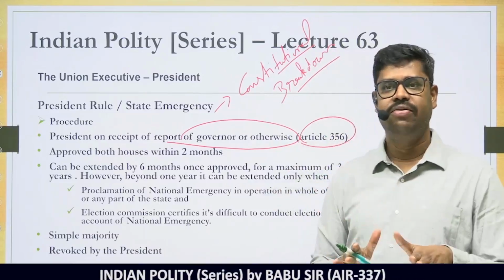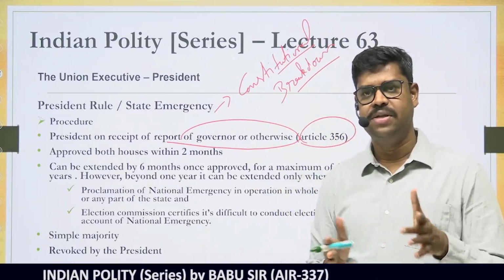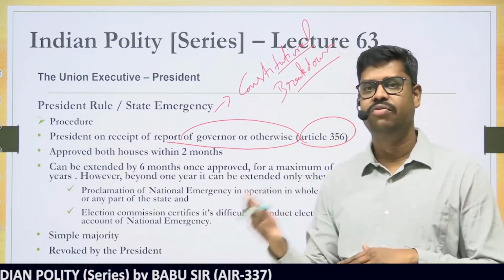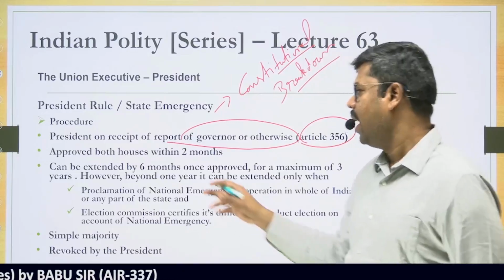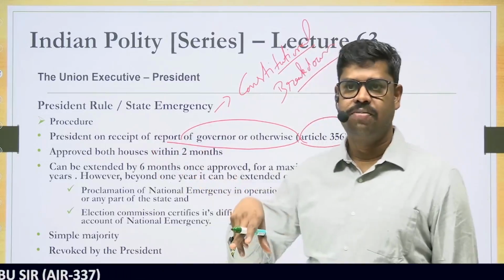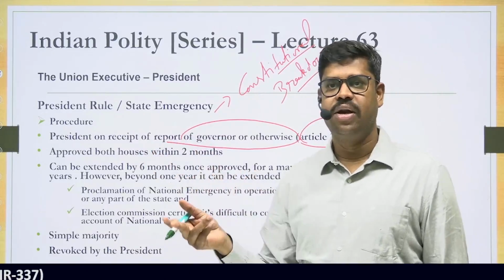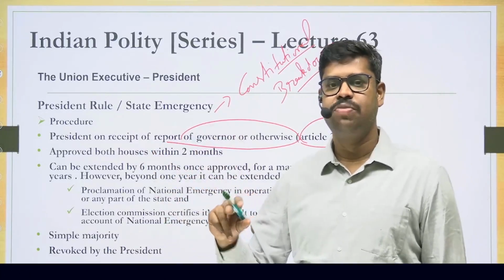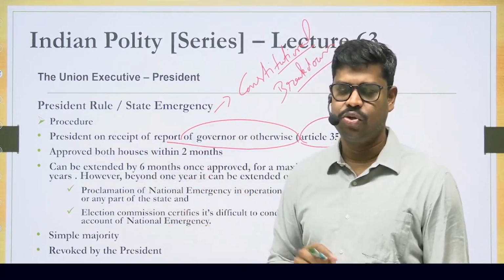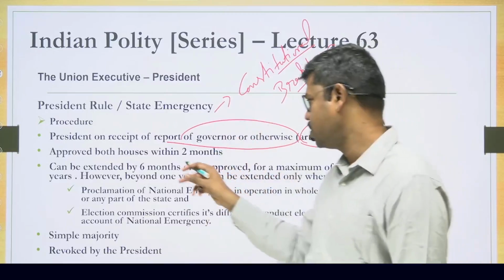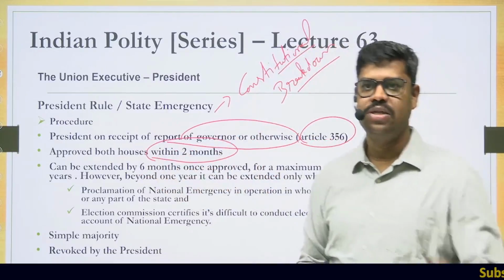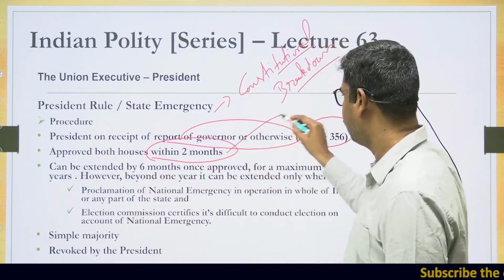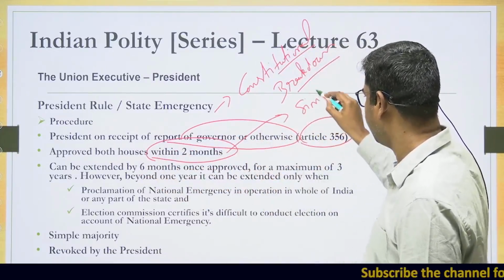So under Article 356 of the Constitution, the president can impose a president rule with or without the report from the governor. And whenever the president rule is imposed in a particular state, that's not a final thing, because I already said it has to be approved by both the houses of the parliament. What is the time limit within which both the houses have to approve it? They have to approve it within a period of 2 months. And what is the majority with which they have to approve it? They have to approve it with a simple majority.